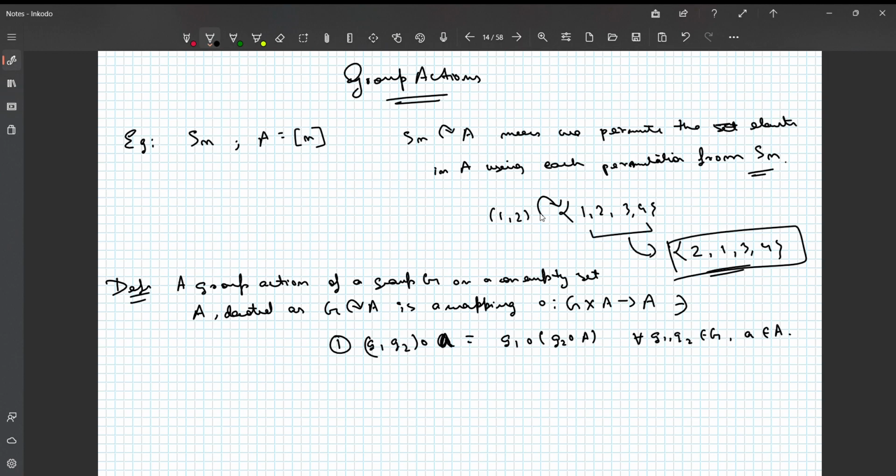Because g2 composed with a is an element of capital A, so g1 must be composed with a. We cannot just arbitrarily multiply g1 and g2 in the sense that G is a multiplicative group. Here the multiplication is defined because g1 and g2 both are elements from the group G, right? And the second property is that 1 ∘ a is a, where 1 is obviously the identity element of G, because we are considering G to be multiplicative. Is it clear? So if this happens, we consider this to be an action of G on A. Clear?